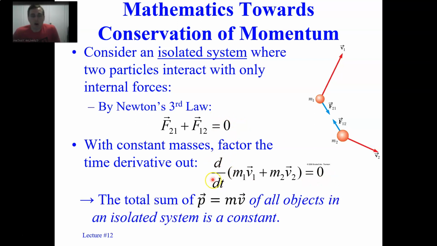Well, suppose we were to integrate this equation with respect to time. On this side, we would just get a constant. So that means the total sum of m1 v1 and m2 v2, those are vectors, for all objects in an isolated system is constant. Because if we take a time derivative of any constant, we get 0, that means that quantity is constant with time.